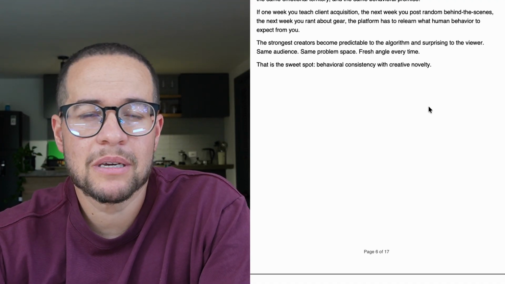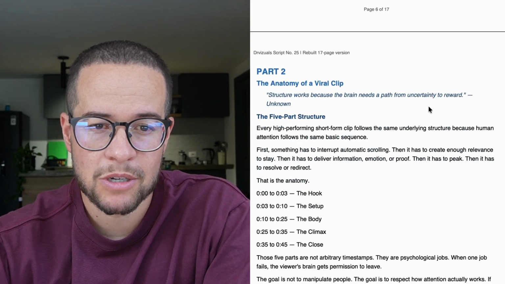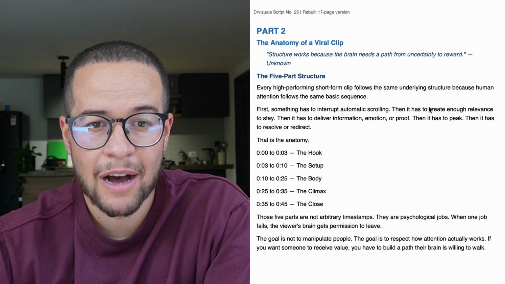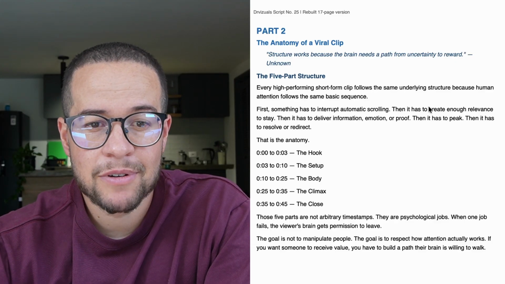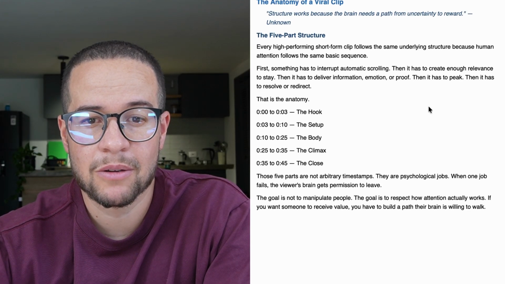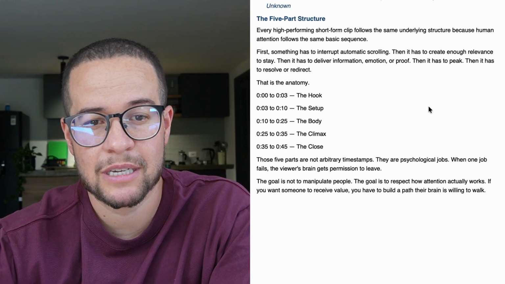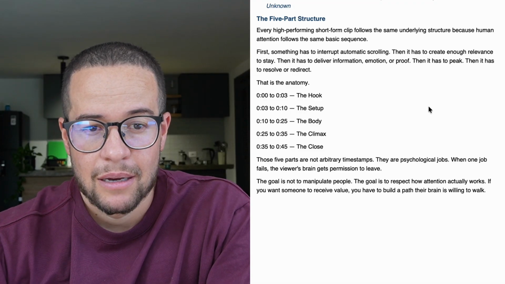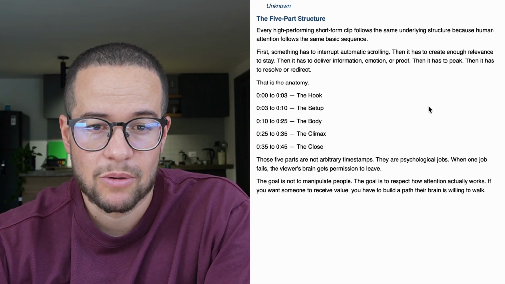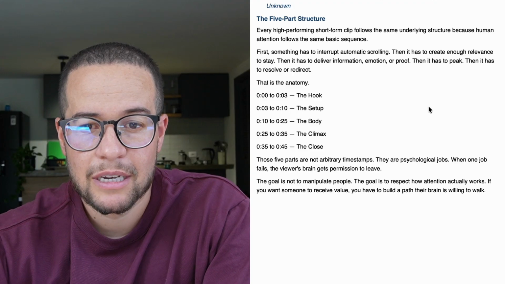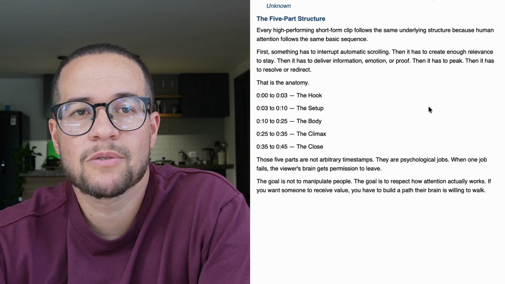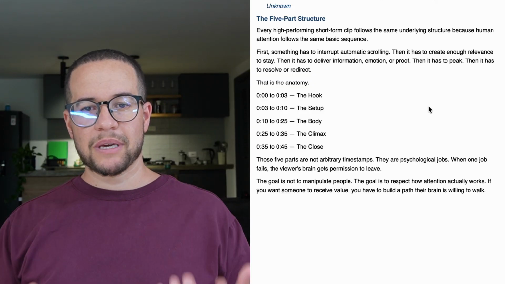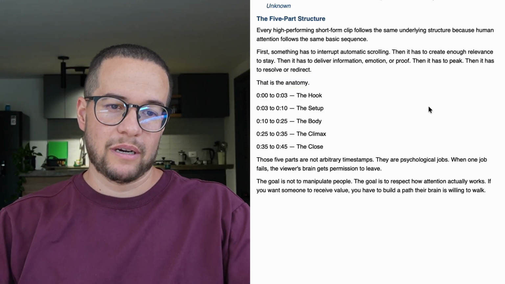Part 2. The anatomy of a viral clip. Structure works because the brain needs a path from uncertainty to reward. The 5-part structure. Every high-performing short-form clip follows the same underlying structure because human attention follows the same basic sequence. First, something has to interrupt automatic scrolling. Then it has to create enough relevance to stay. Then it has to deliver information, emotion, or proof. Then it has to peak. Then it has to resolve or redirect.